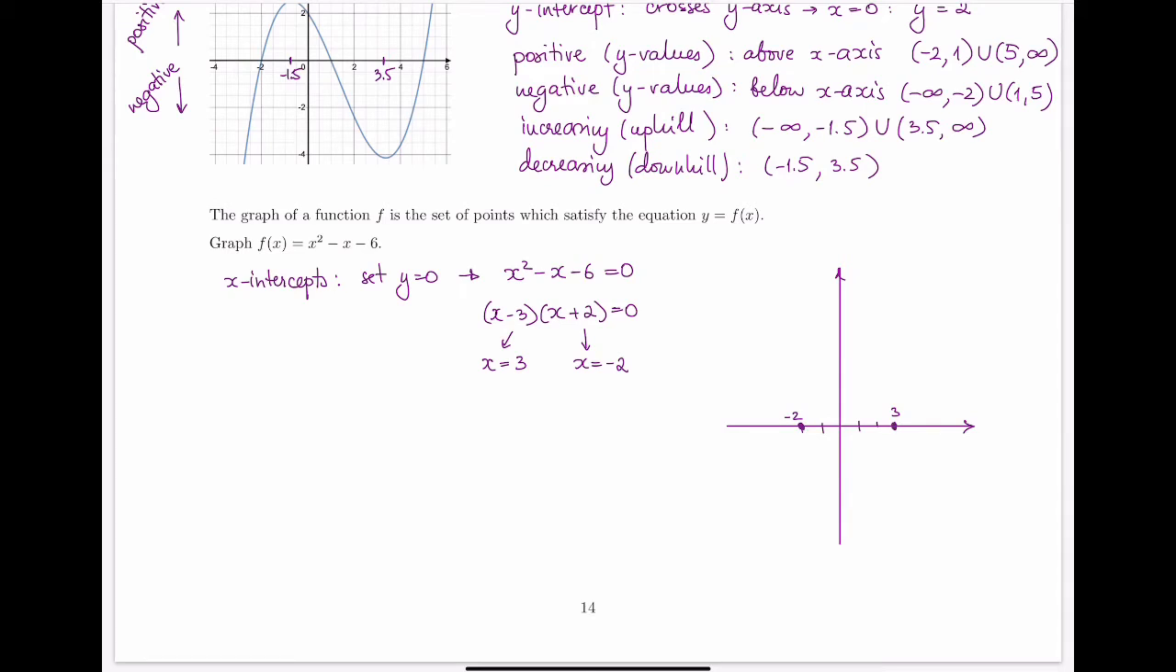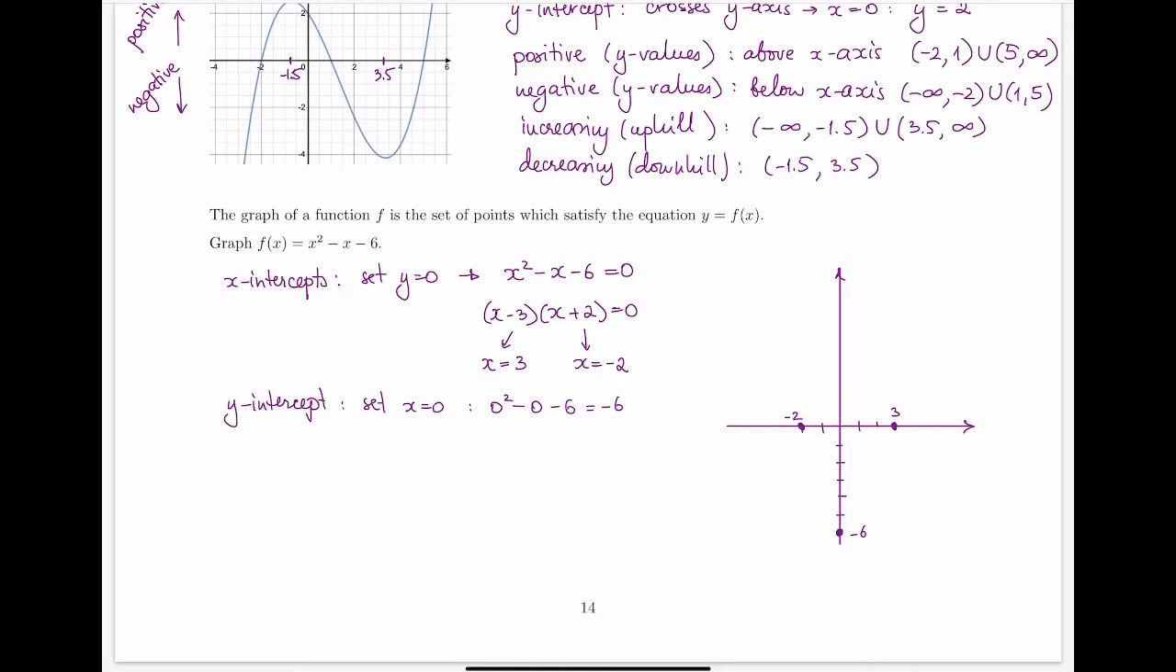The other thing I can find is the y-intercept. And of course, for that, I have to set x to be 0. And this is the easy part. I set x to be 0 in this equation. I'm going to get 0 squared, let me write this out, 0 squared minus 0 minus 6. So I'm going to get minus 6, which means that my y-intercept is at negative 6. So my function goes through this point right here.